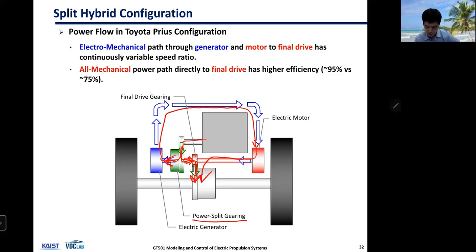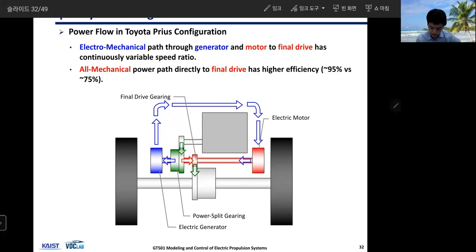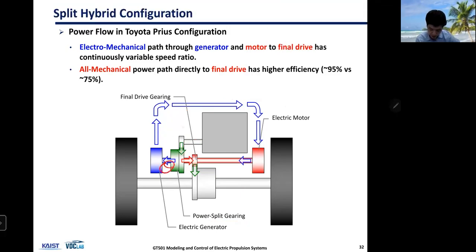Okay, but remember, at steady state, this power, this power, this power should be equal, right? So that the battery is not used and battery state of charge is constant. But if you are assisting the powertrain from the battery, or if you're taking some energy away from the battery, this power may be smaller or larger than this value. Okay.